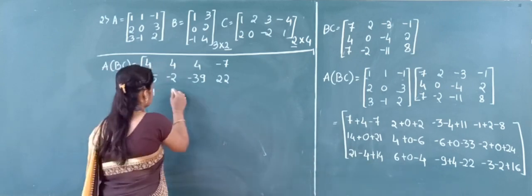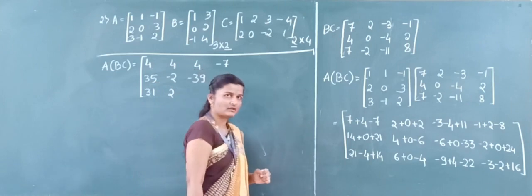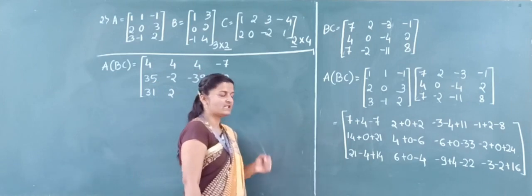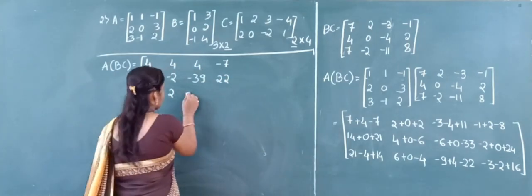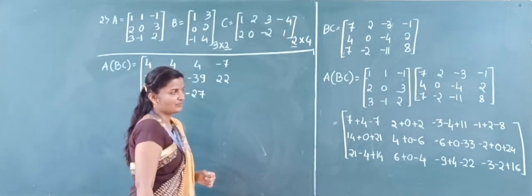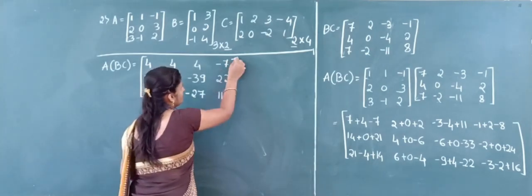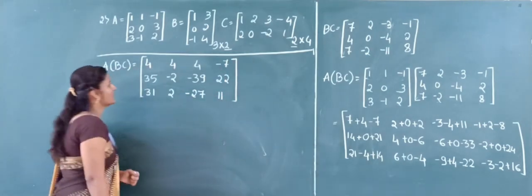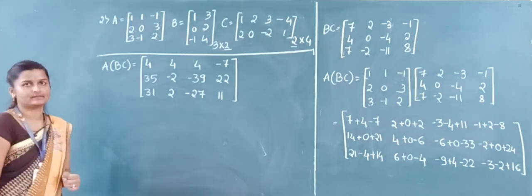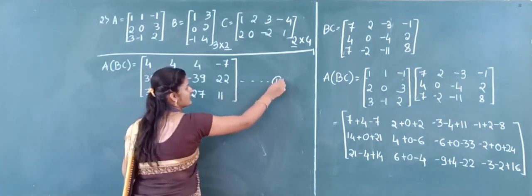6 minus 4, 2. Minus 9 plus 4, minus 5 minus 22, minus 27. Minus 3 minus 2, minus 5 plus 16, that is 11. This is our A into BC. Okay, so I will take it as equation 1.